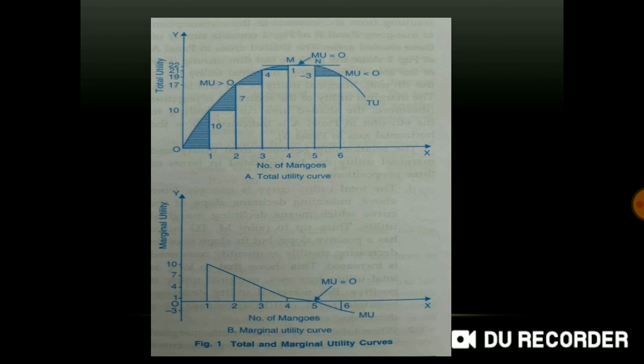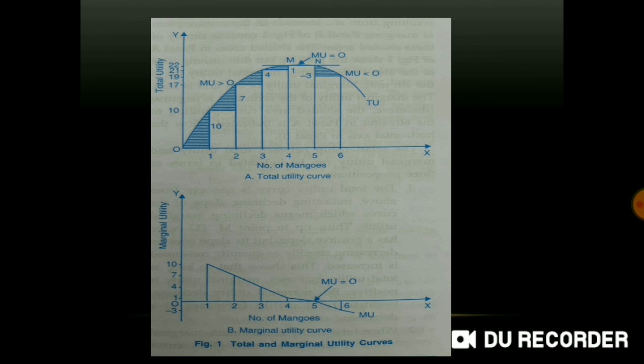So here we have been given the total and marginal utility curves by plotting the utility schedule. In our x-axis, we normally measure the number of mangoes consumed, and in the y-axis, in the first panel, we measure the total utility, and in the second panel, we are drawing the marginal utility curve. That is why in the y-axis we have the marginal utility.